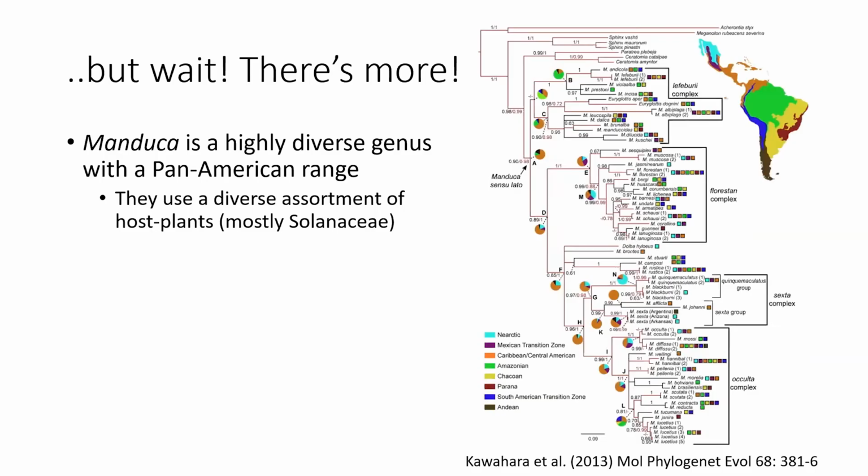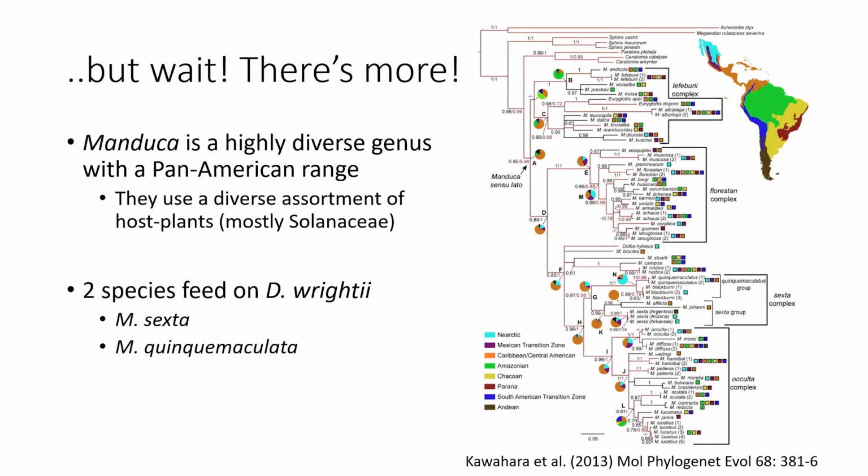But there's actually a bit more to the Datura Manduca system. Manduca is a highly diverse genus with, I believe, around 100 species. The genus is found all across the Americas, from southern Canada to Argentina and Chile in the south. They use a diverse assortment of host plants, most of them, but not all, within the family Solanaceae. And there are two different species of Manduca that feed on Datura wrightii, Manduca sexta and its relative Manduca quinquemaculata.